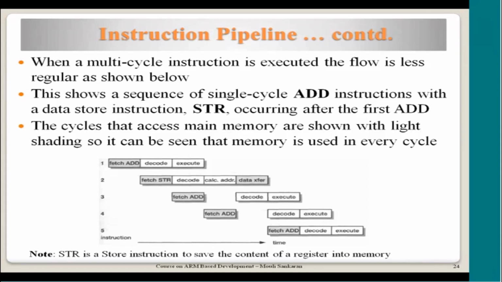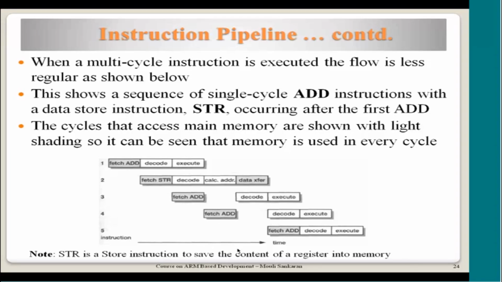The cycles that access main memory are shown with a light shading. You can see that on every stage the memory is accessed, because these are all instruction accesses and this is the only data access. Now during this time, why is there no fetch here? Because the data is getting accessed here during this cycle, so the next instruction cannot be fetched. You have to remember that it is a von Neumann architecture where the same memory is used for instruction and data. Because data access is happening here, instruction access has to wait. After the data access is completed and the transfer is completed, the fetch of the next instruction happens.